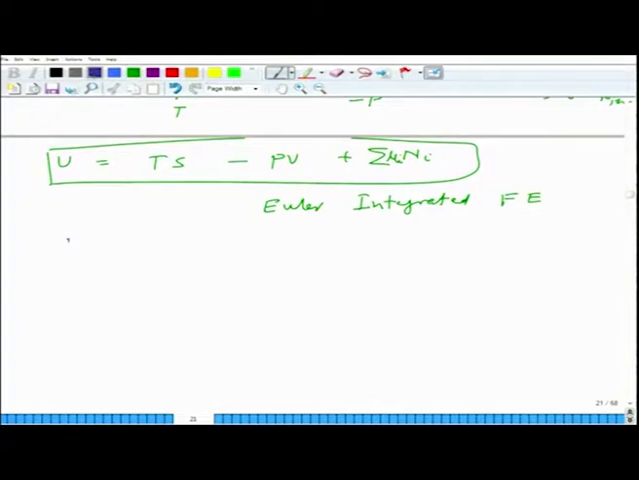Welcome back. In the last lecture, we derived the Euler integrated fundamental equation. We will continue this exercise. In this particular lecture, I will start with the Legendre transformation. This is quite relevant, or rather important.